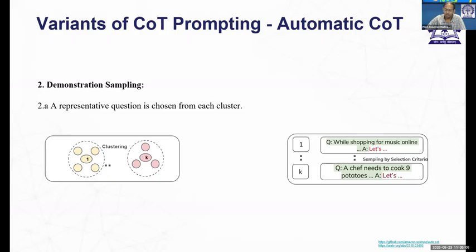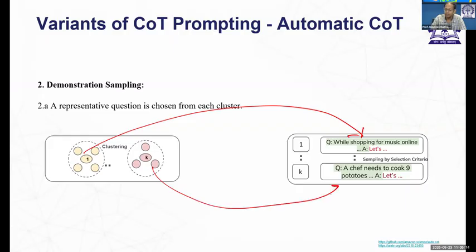How does that look? Maybe from cluster 1, you select this question, while shopping for music online. From the kth cluster, you get this question, a chef needs to cook 9 potatoes. Now, do I have to involve a human to get the reasoning process of the steps? The answer is no. You can simply say, let's think step by step. The LLM can generate the reasoning process on its own, which you can use for the in-context learning process.